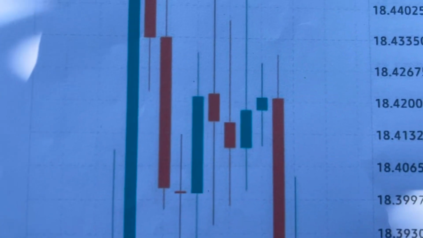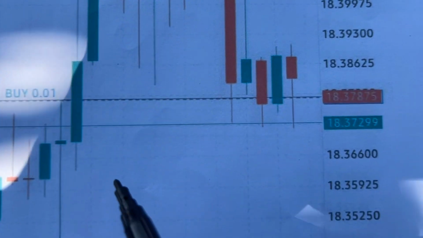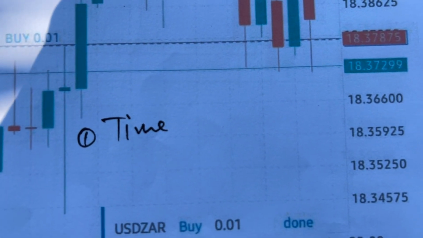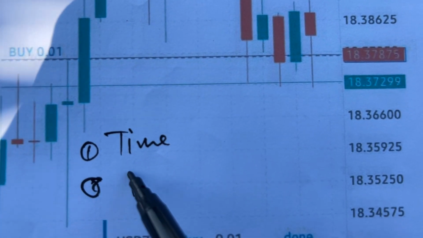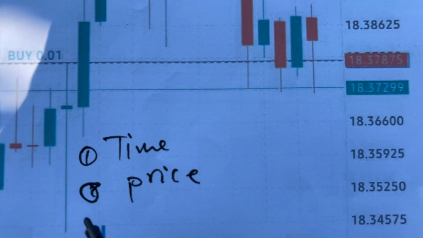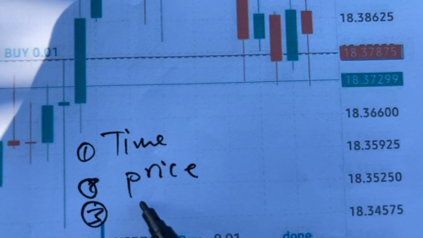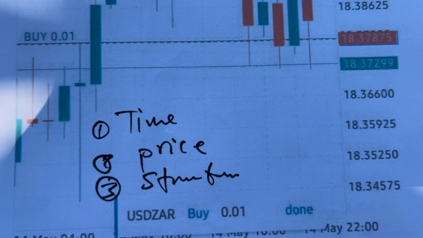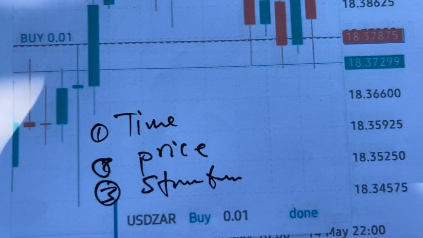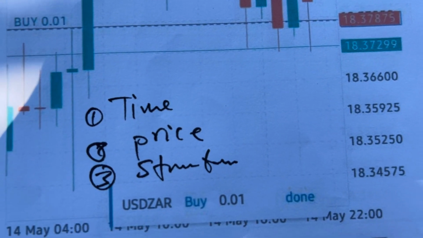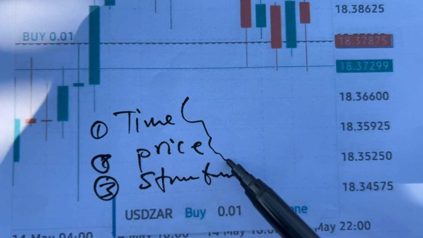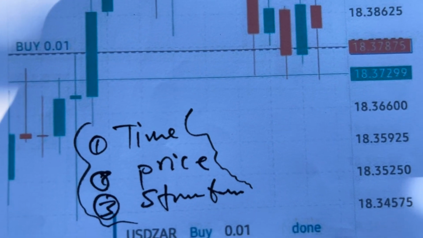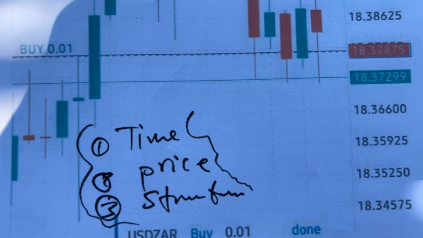Candlesticks work in time, right? Number one, they work with time. Number two, they work with price. Number three, they work with structure. So this is how the candlestick patterns are formed, or how they work. Now, this is going to show you the candlestick or candlestick pattern that you should be looking for.